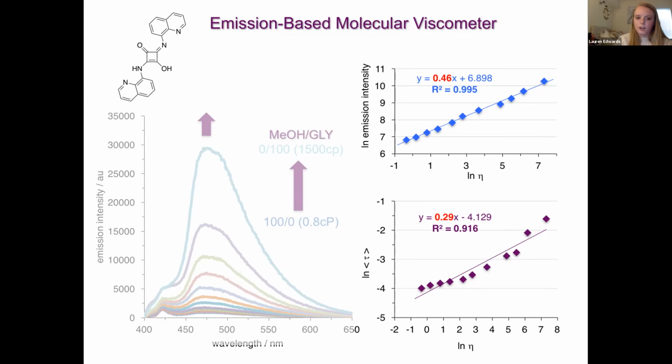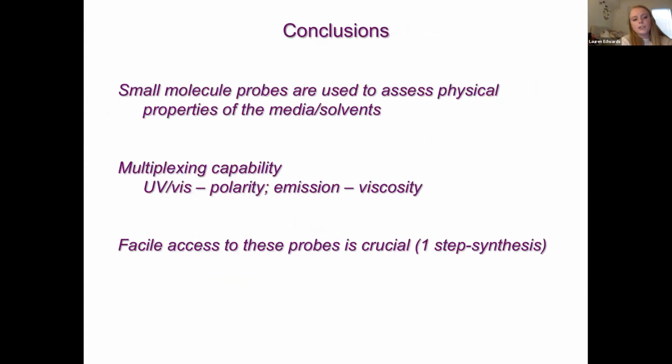So this was just a confirmation that we do have a rotor. The conclusions that we came to in this project are that molecular rotors can be used to assess properties of the media, such as polarity and viscosity, and that the 1,3-disubstituted squaric acid with the 8-aminoquinolines is a multiplexing probe that measures viscosity and polarity. And we also achieved our goal of a facile and concise synthesis.